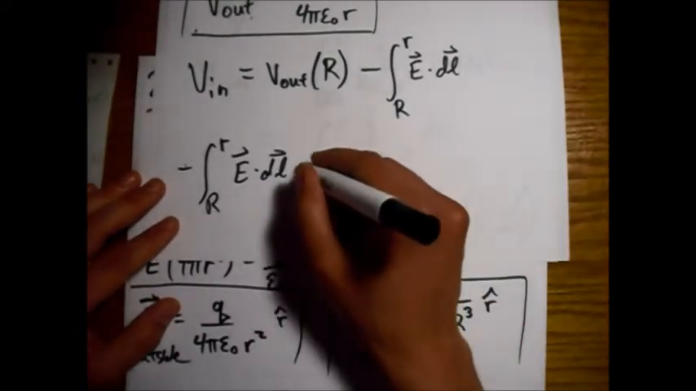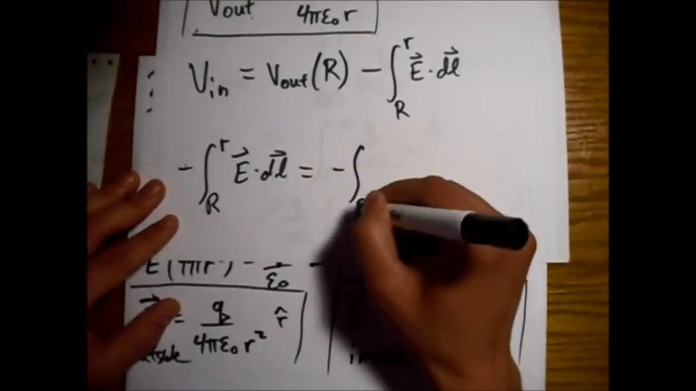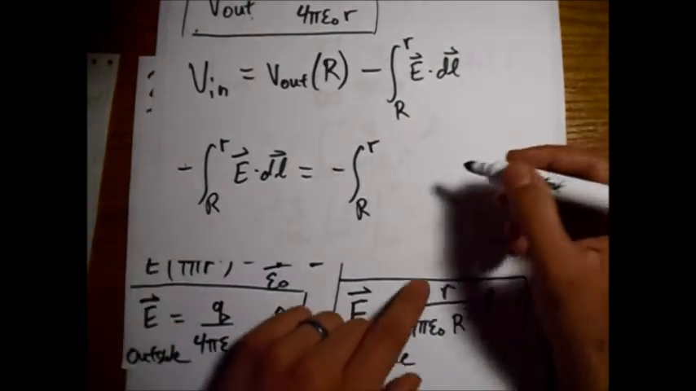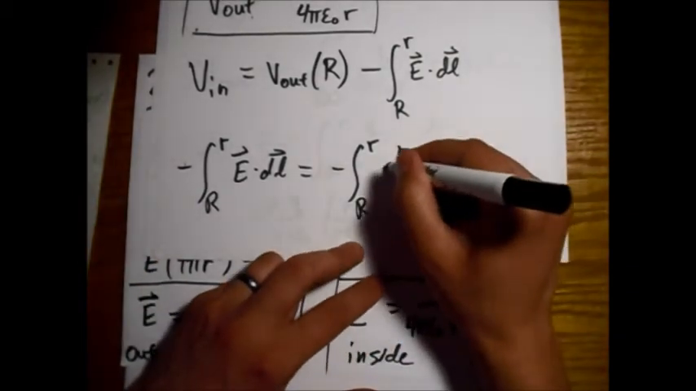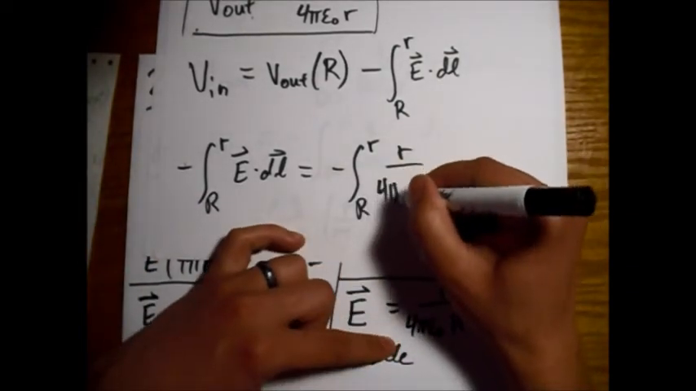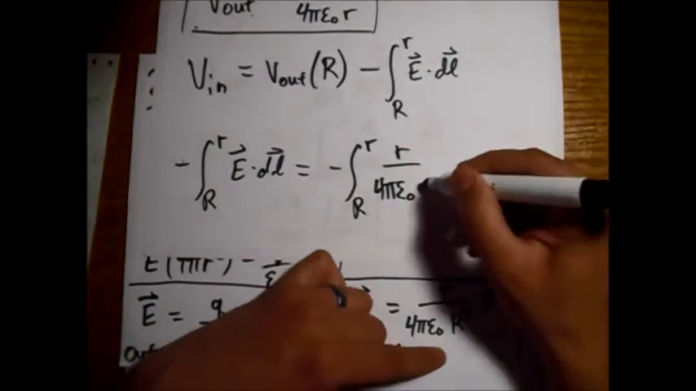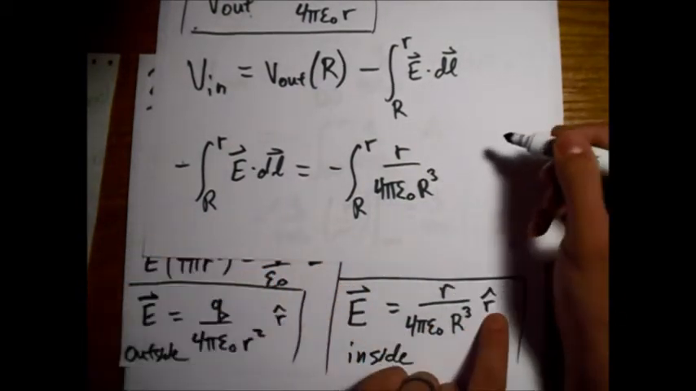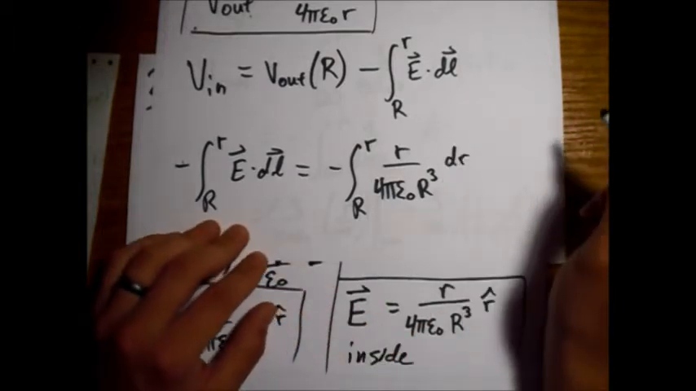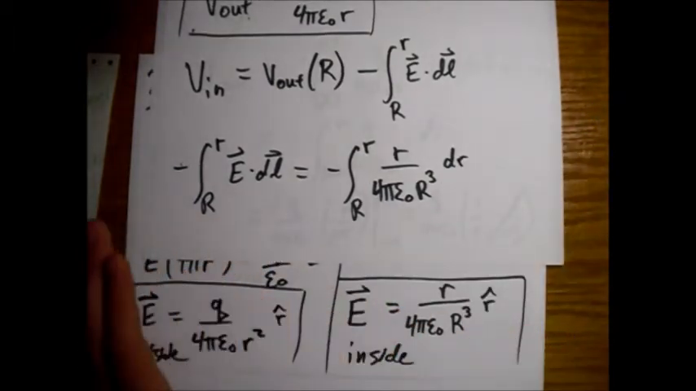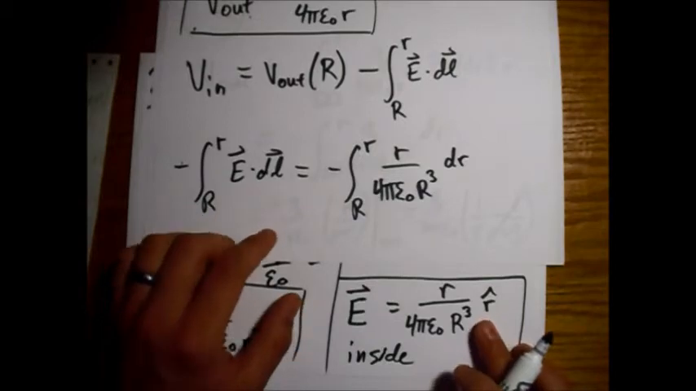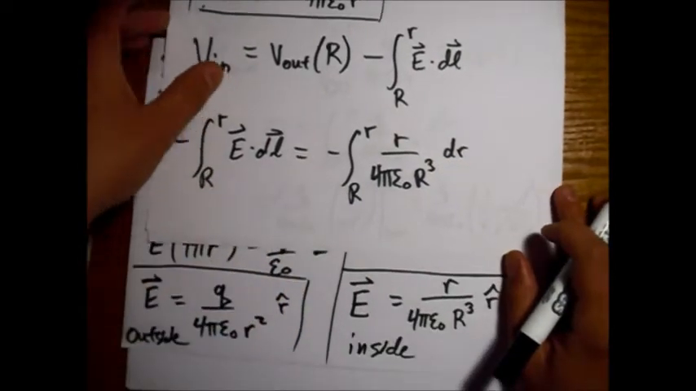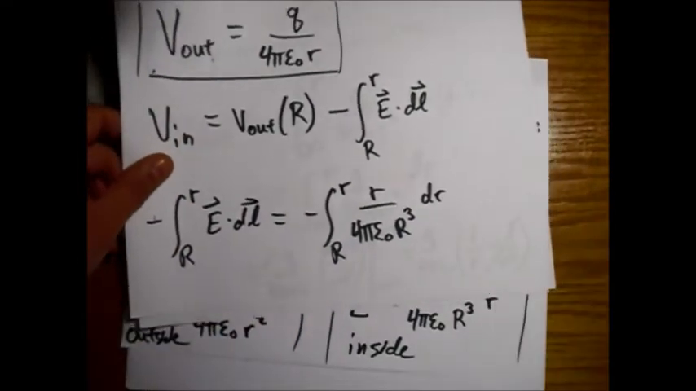So what we end up with, from big R to little r, we have this equation here now, which is little r over 4 pi epsilon naught big R cubed, and then dr. Right, when all the smoke clears from this dot product, all we're left with is dr.